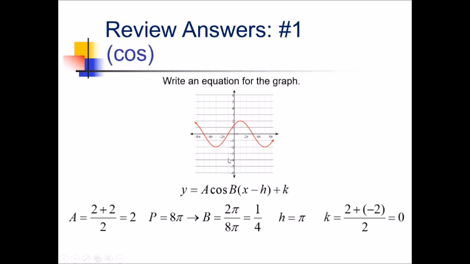And then plugging all that in, I've got an amplitude of 2. We now should have cosine of 1/4 and x minus pi, the new h value. And then we still have that k value of plus 0 that we don't have to write.